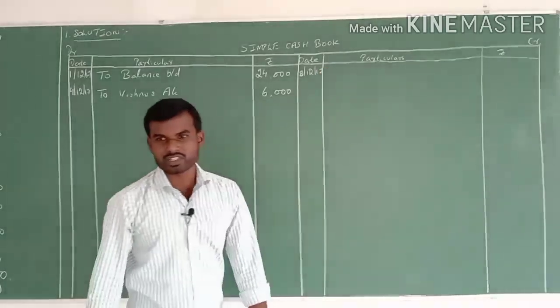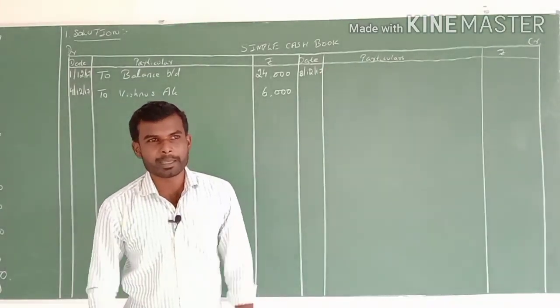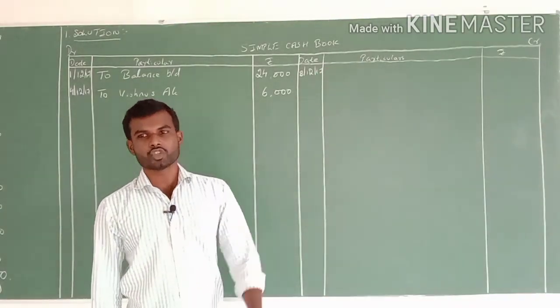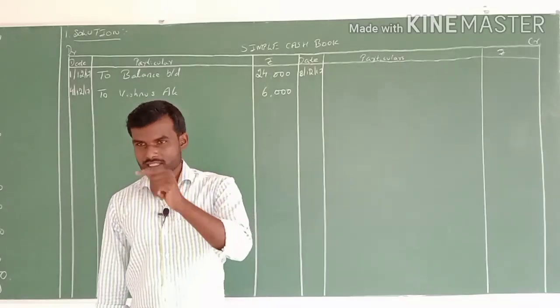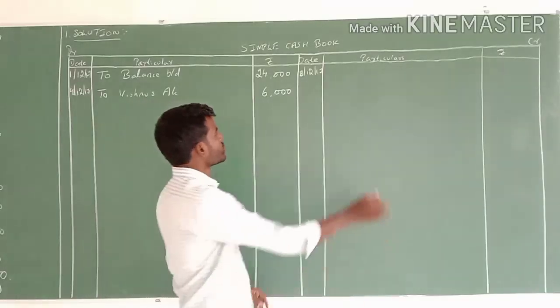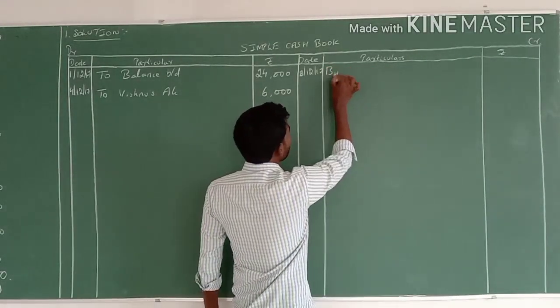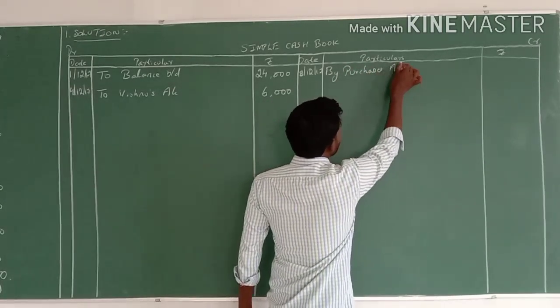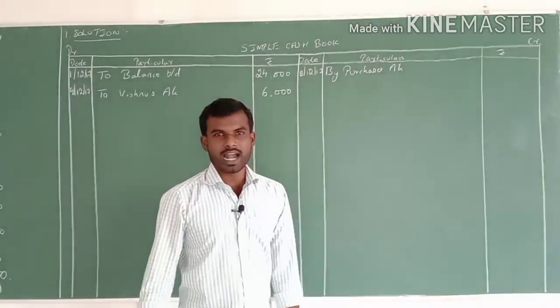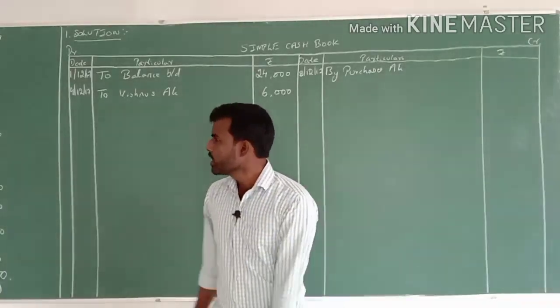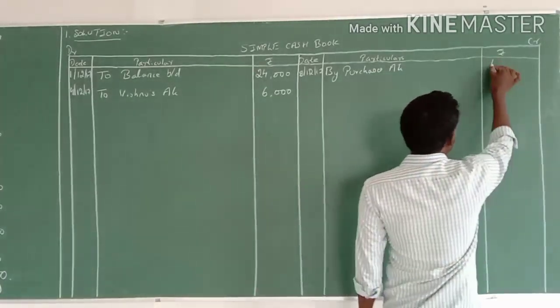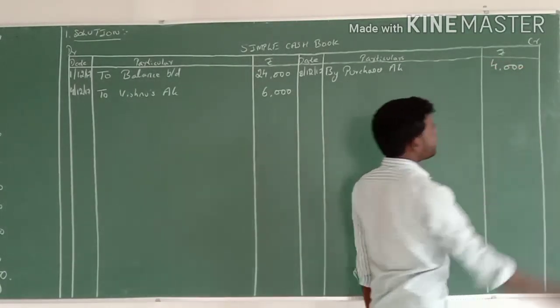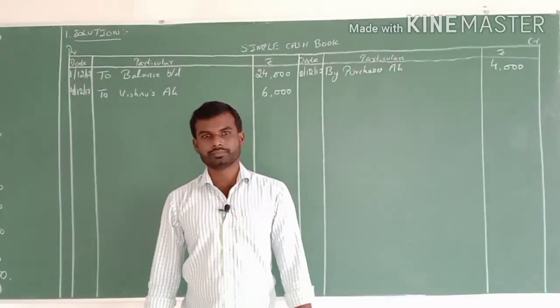They are making the payment by purchasing goods from Vishnu for cash. Only the cash transaction should be recorded. So the entry is 'By purchases account'. How much is the amount we need to write there? 4,000. So it is the first payment made.